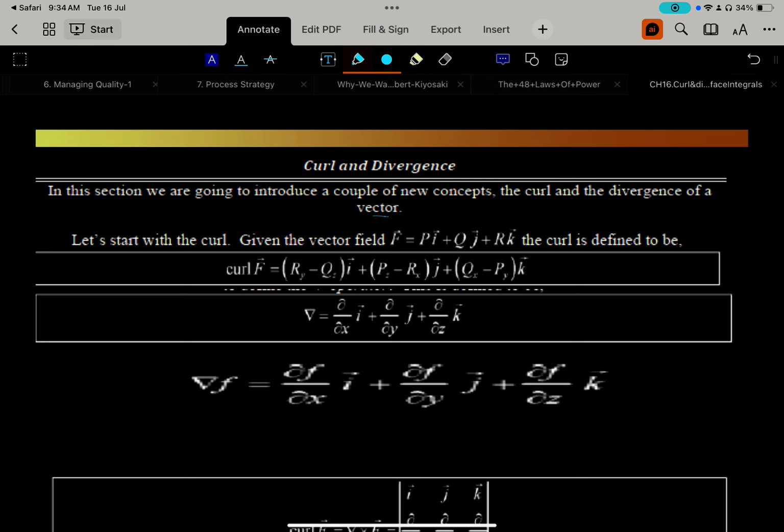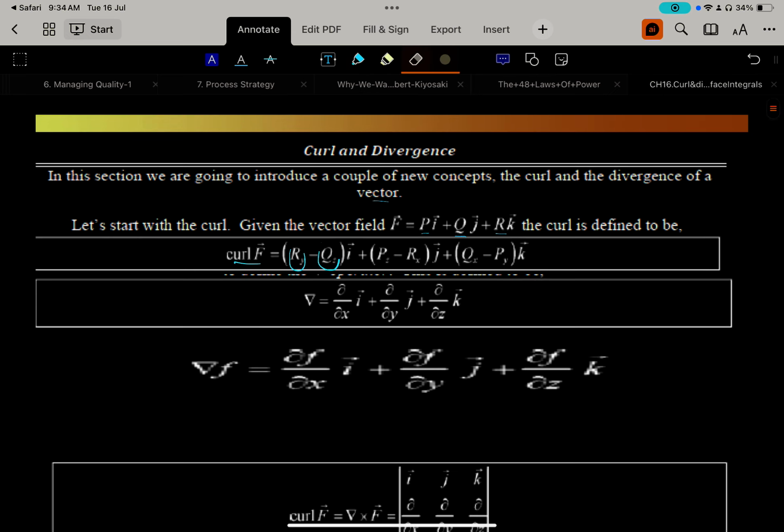Given the vector field F equals Pi plus Qj plus Rk, the curl is defined to be: curl F equals (R_y minus Q_z) times i, plus (P_z minus R_x) times j, plus (Q_x minus P_y) times k. Here R_y is the partial derivative of R with respect to y, Q_z is the partial derivative of Q with respect to z, P_z is the partial derivative of P with respect to z, R_x is the partial derivative of R with respect to x, Q_x is the partial derivative of Q with respect to x, and P_y is the partial derivative of P with respect to y. This is basically defined as the curl of F.